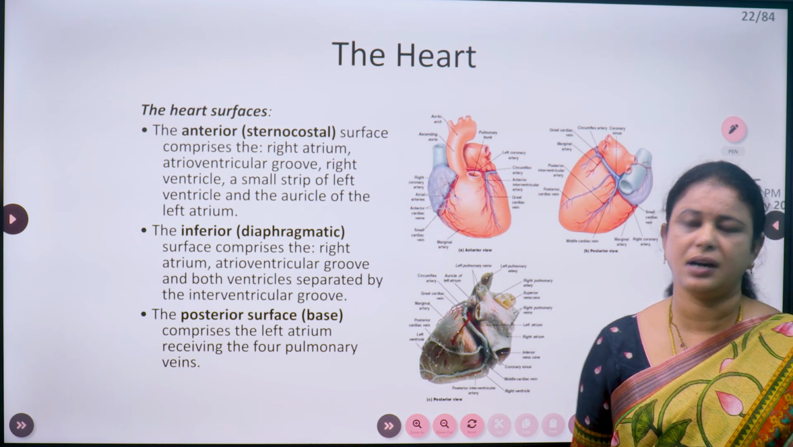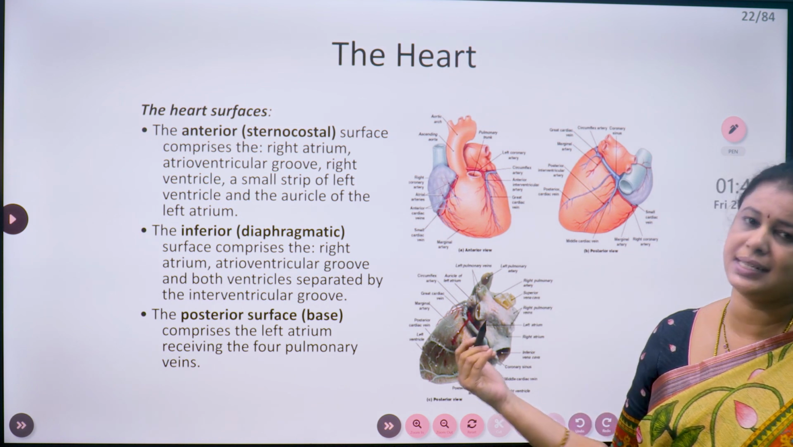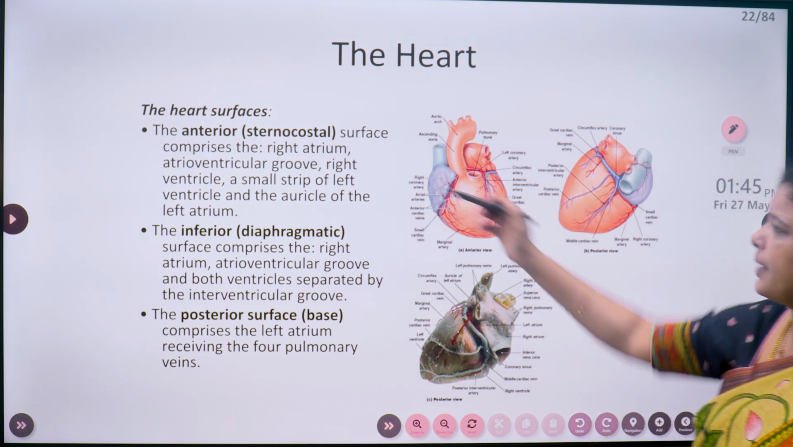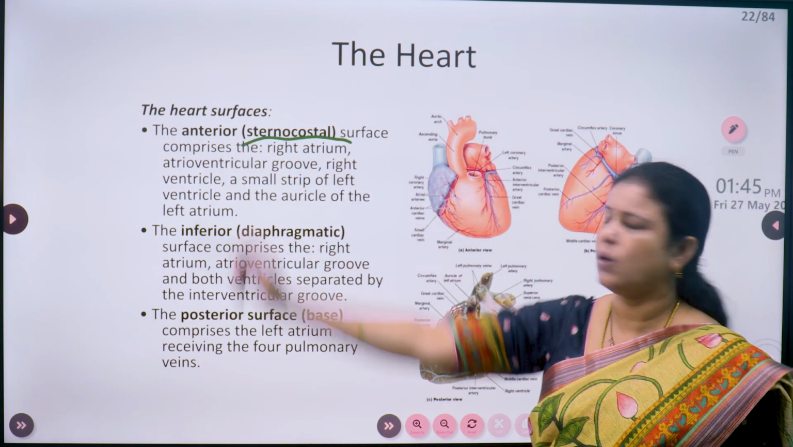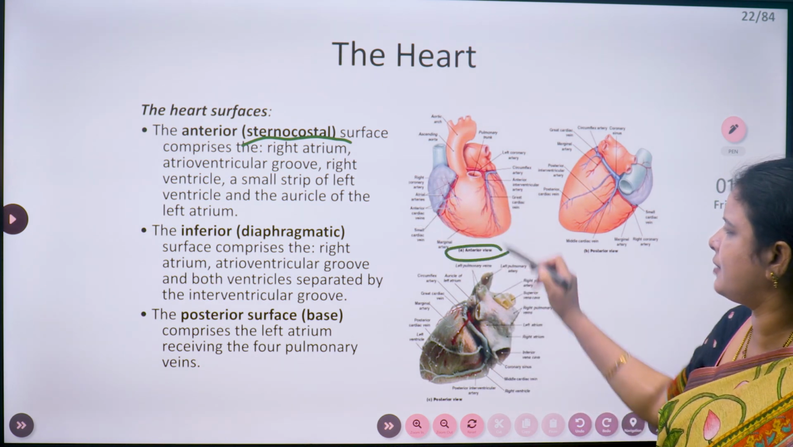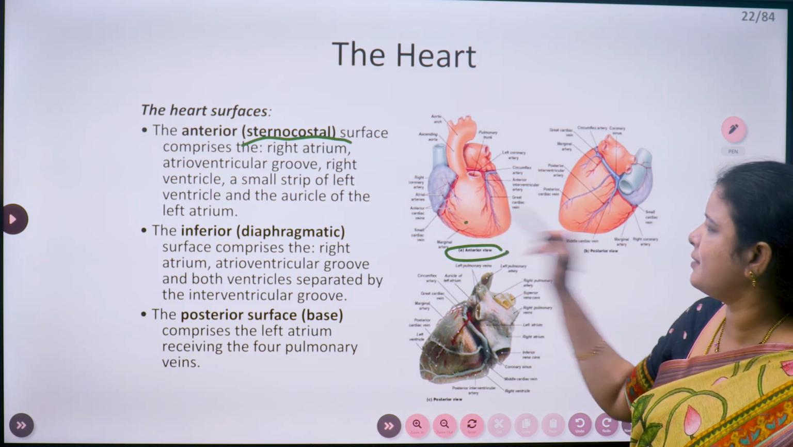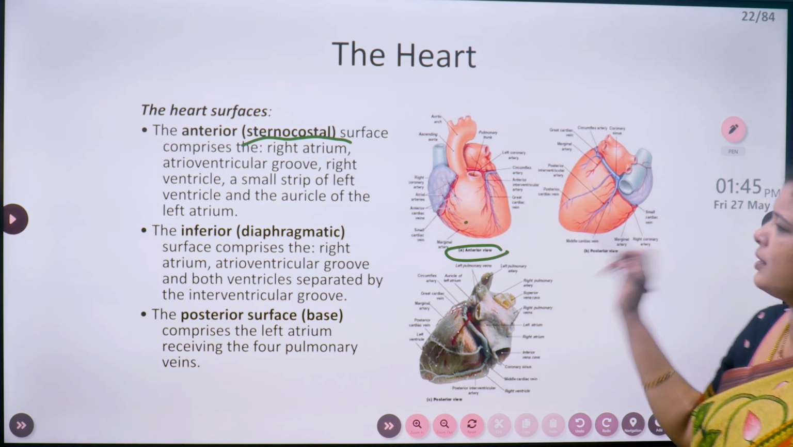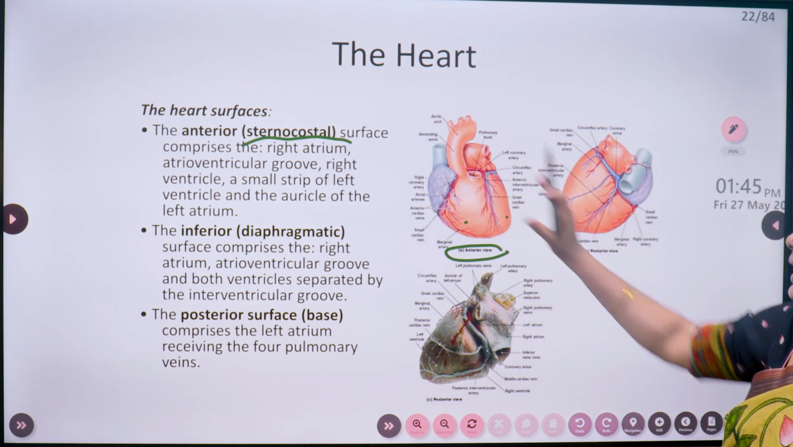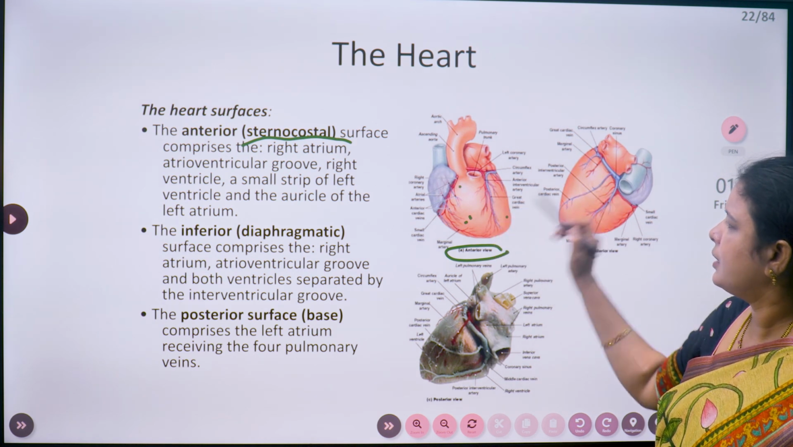Now the surfaces of the heart: anterior, posterior and inferior. The anterior part is the sternocostal surface. It comprises the right atrium, atrioventricular groove, right ventricle, and the auricle of the left atrium.